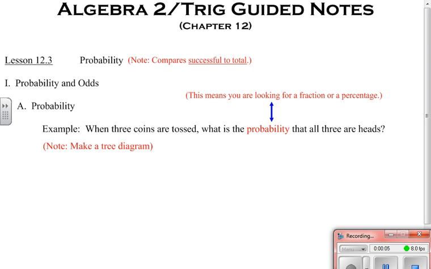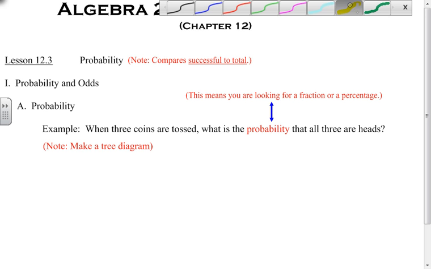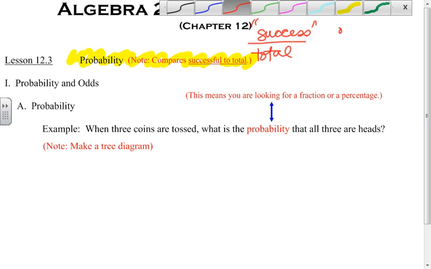12.3 is going to move us into actually doing probability and odds. Now it's important to know exactly what we're talking about. Probability is comparing successful to total. We usually are going to do a fraction, whatever our success is, over our total options, or we're going to represent our probability as a percent. So if you see the word probability in your instructions, you are looking for a fraction or a percent, success over total, however you define success, your desired results.